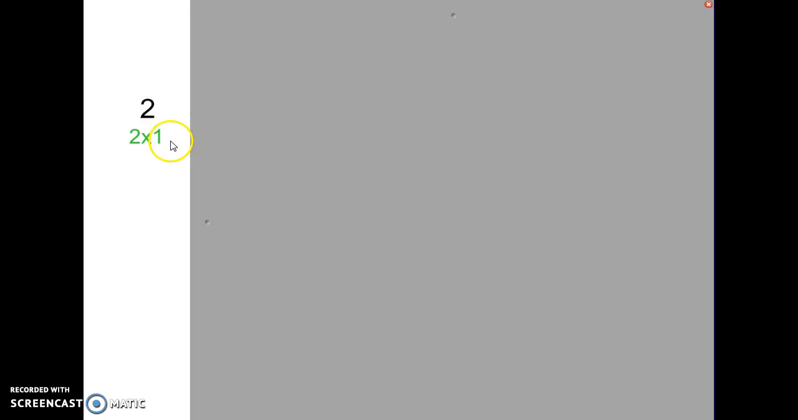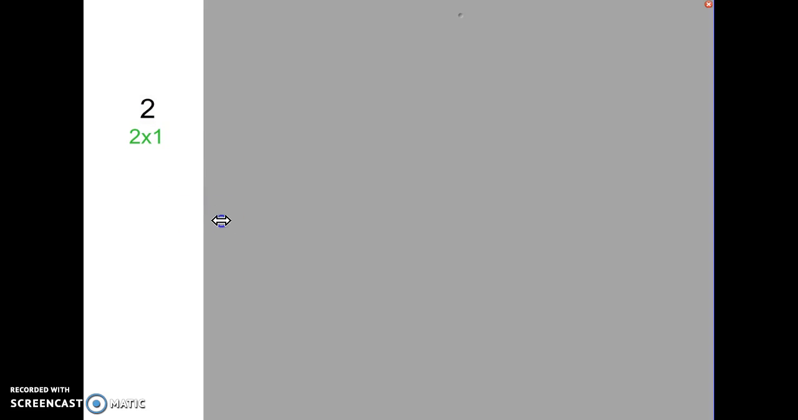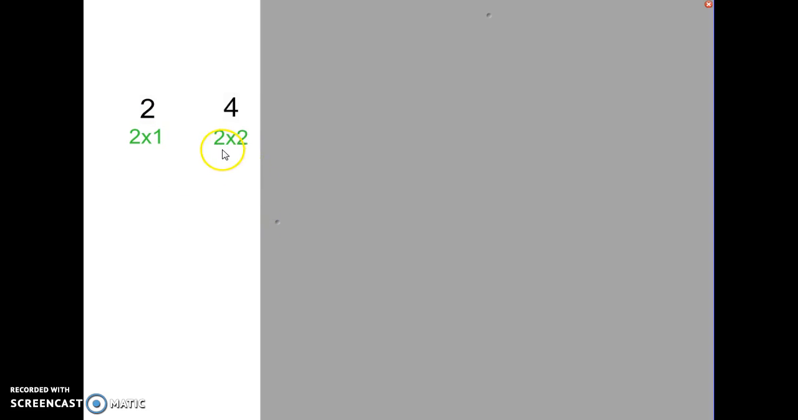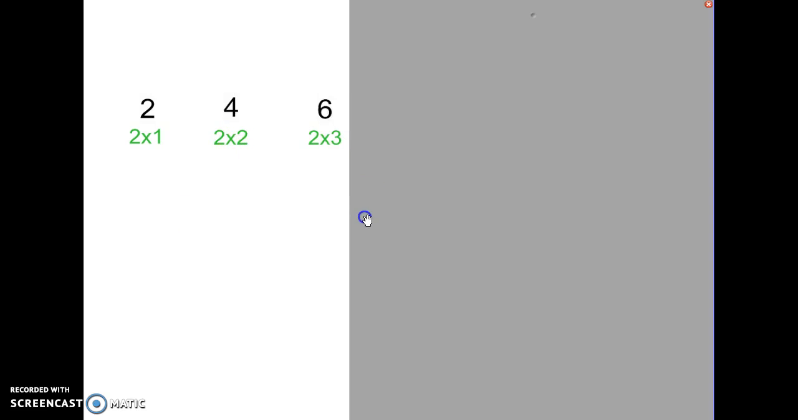Another way to think about it is when I want to find a multiple of a given number, I'm just multiplying that given number by whichever multiple I want to find. So the first multiple of 2 is going to be 2 times 1. The second multiple of 2 is going to be 2 times 2. The third multiple of 2 is going to be 2 times 3. So 2 times 3. What do you think I'm going to do to find the fourth multiple of 2?